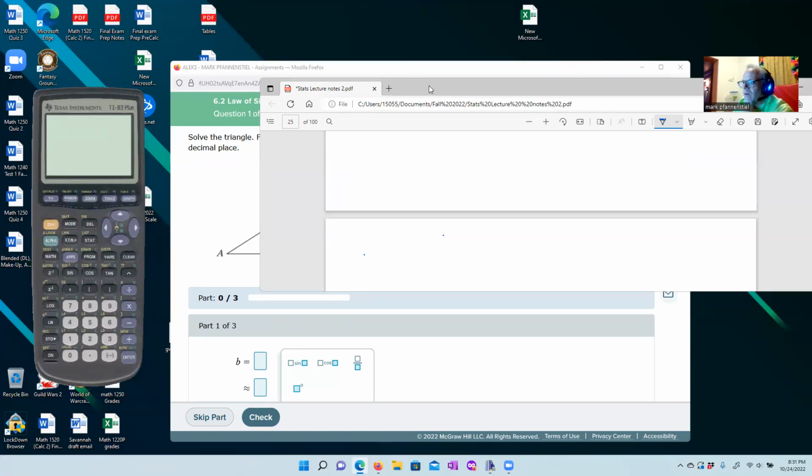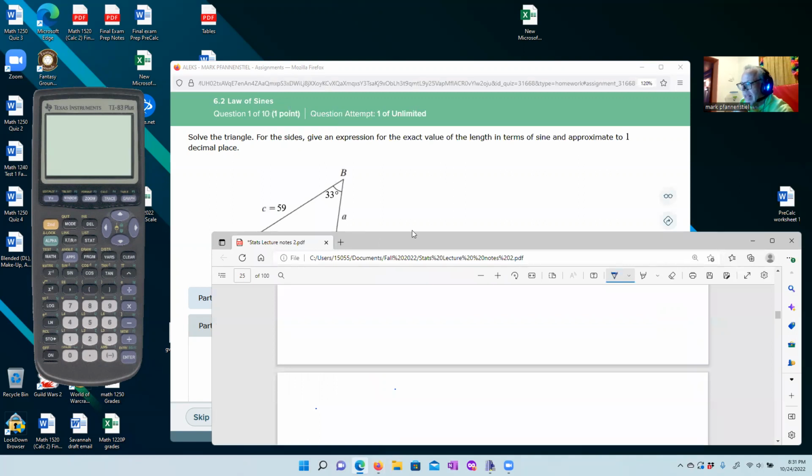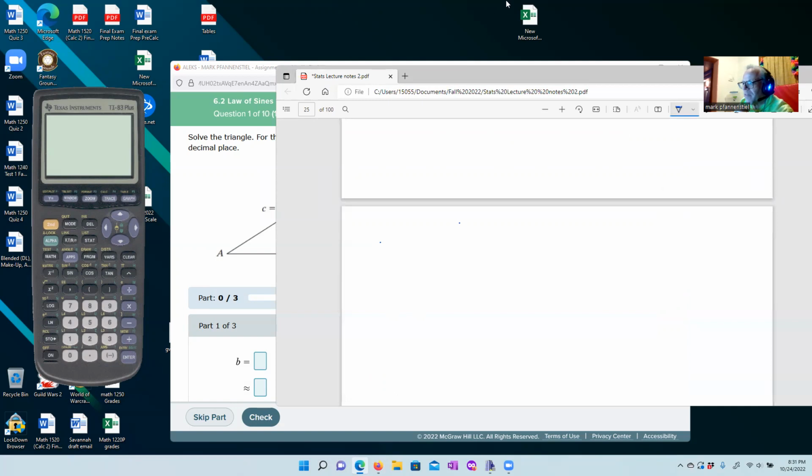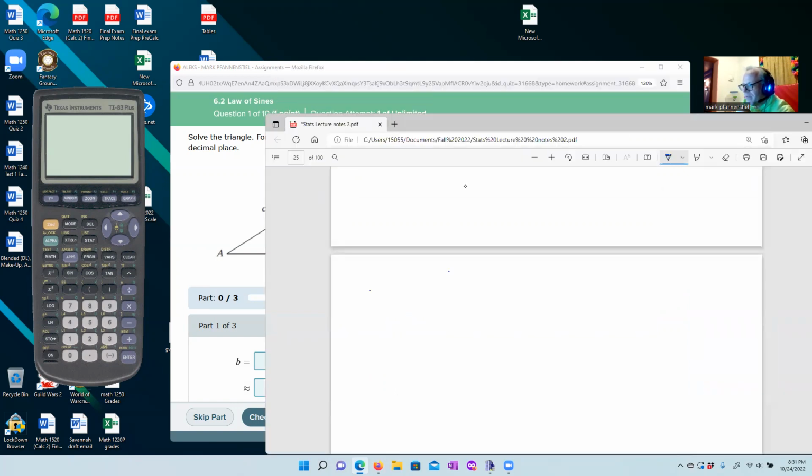So here we have a triangle. It's not a right triangle. It's 97 degrees, but it's not a right triangle. Okay, and they're going to have us figure out a couple of things. So what are we looking for here? We've got a triangle.